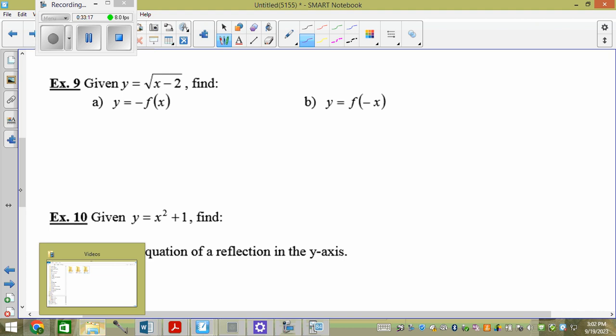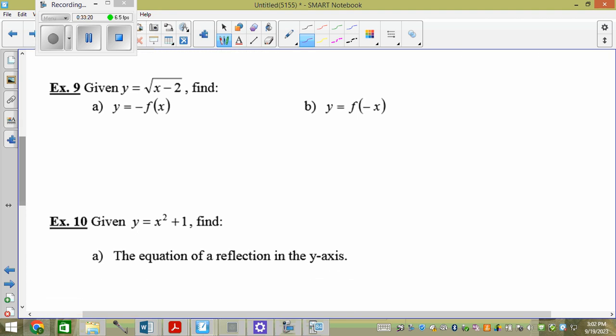So here it says, example 9, given y equals root x minus 2, find y equals negative f of x. So where would the negative go this time on that equation? With the y or with the x? With the y. So I would get negative y equals root x minus 2. And then what do I have to remember to do? Now this is where people mess up because they want to put it inside that square root symbol. Can I put it inside the square root symbol? No, it sits in front. So I get y equals negative root x minus 2.